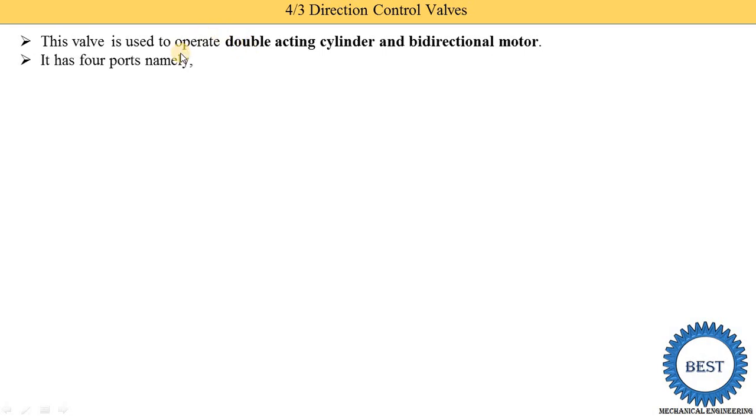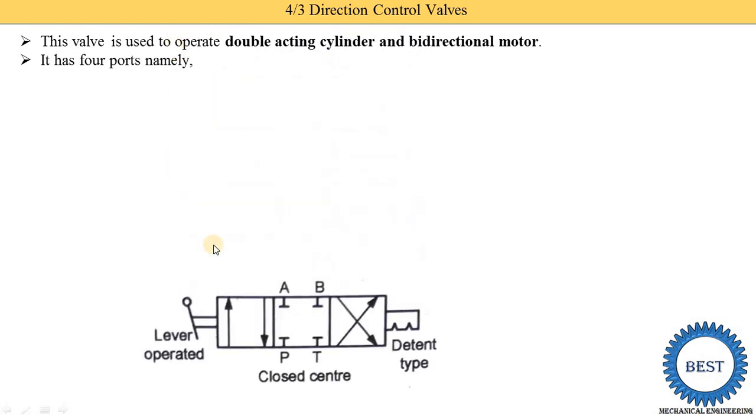It has 4 ports. Here you see the symbol of the 4x3 direction control valve. 3 positions means we need to draw 3 squares, and in every square we need to indicate the 4 ports. So here you see port P, port T, port A and port B, and this DCV is operated by the lever.